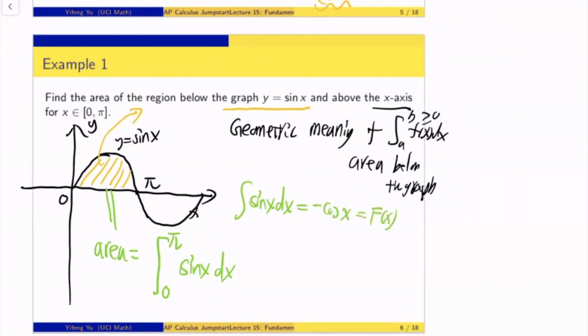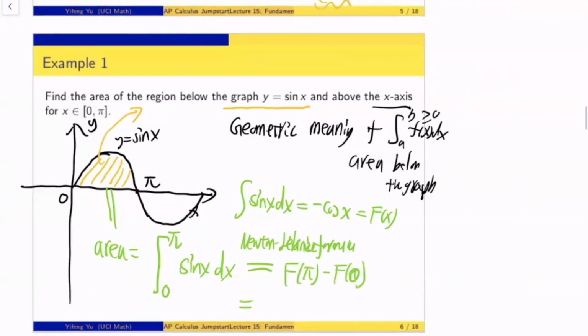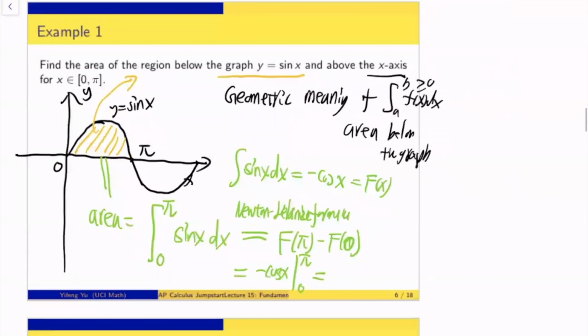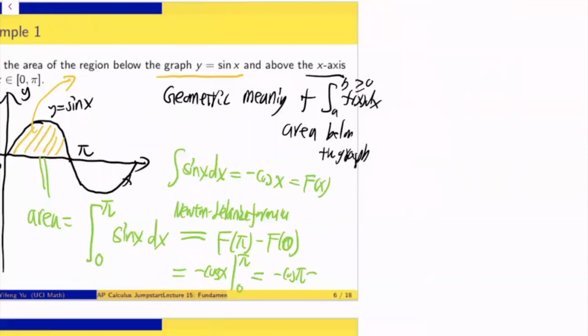So this is F(x). By the Newton-Leibniz formula, we apply the Newton-Leibniz formula, so this will equal F(pi) minus F(0). Sometimes we write this as negative cosine x evaluated from 0 to pi. So it's negative cosine pi minus negative cosine 0.